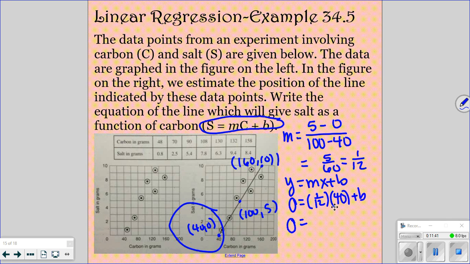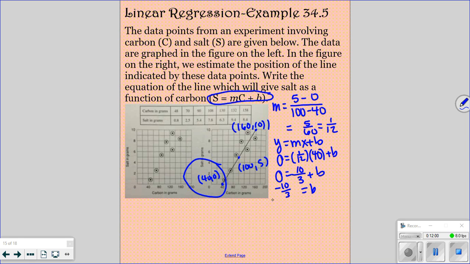So 1/12 times 40, those both divide by 4. So because 40 over 12, if I divided by 4, I'd have 10 over 3 plus b. So my b value would be negative 10 over 3. And so the equation that I get is y equals 1/12 x minus 10 thirds.